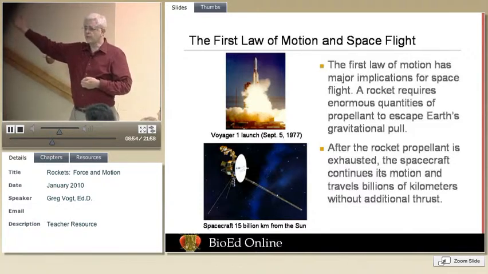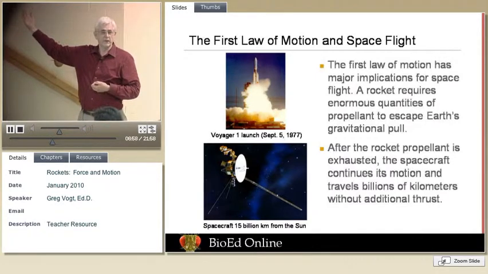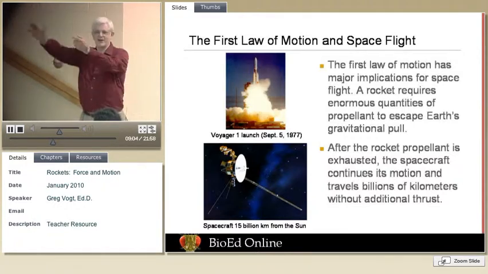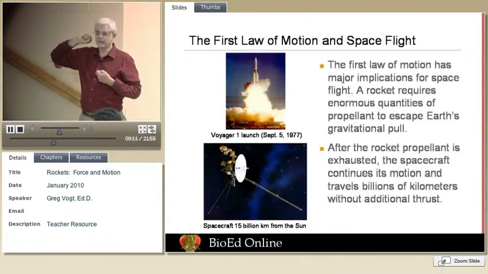I don't know exactly what the miles per gallon is, but it's probably in the 100,000 miles per gallon right now. And the longer it stays out, the longer it travels, the mileage gets better and better and better. Because all you need to do is get it going, and then it keeps going. First law of motion: objects in motion will stay in motion unless acted upon by an unbalanced force.